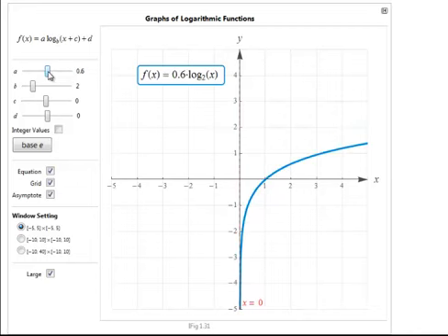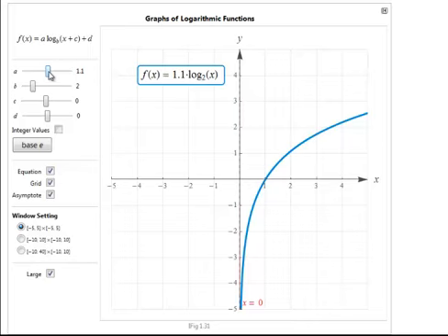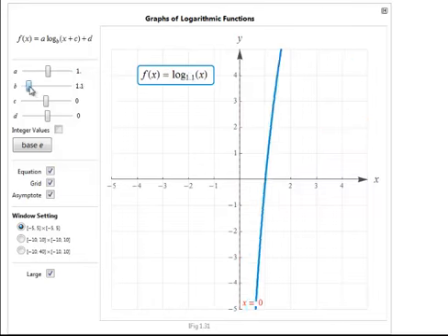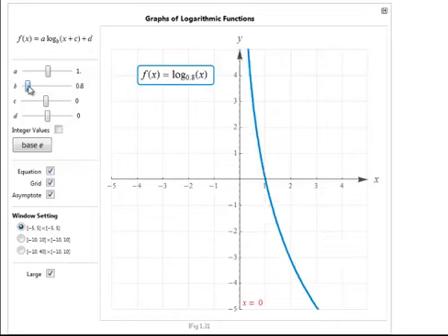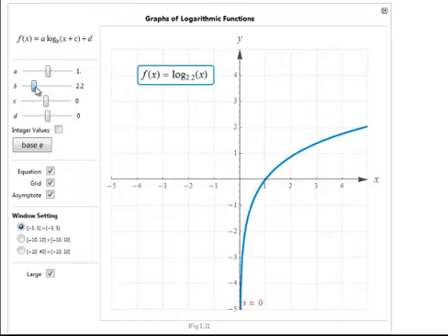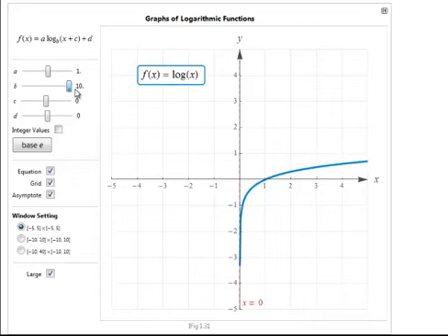Notice that the graph goes through the reference point 1, 0 whenever the horizontal shift c is 0 and the vertical shift d is 0. Also, the vertical asymptote is x equals 0 whenever the horizontal shift c is 0.